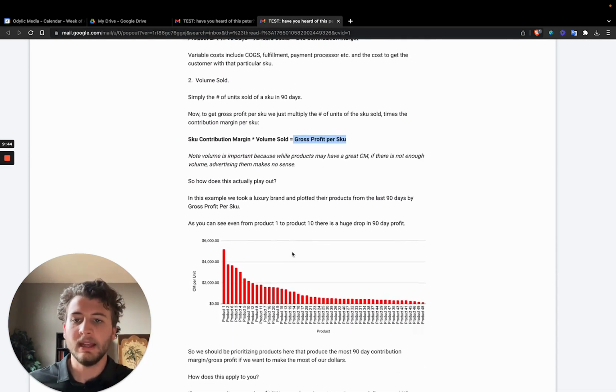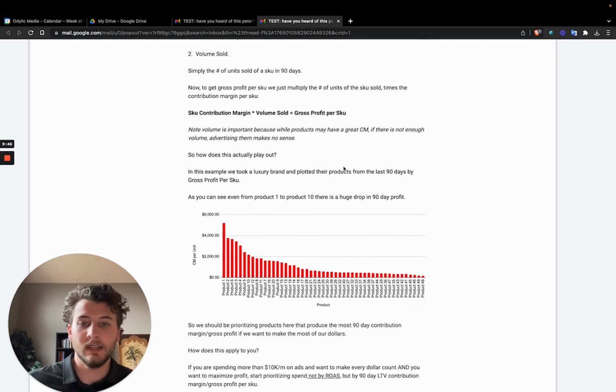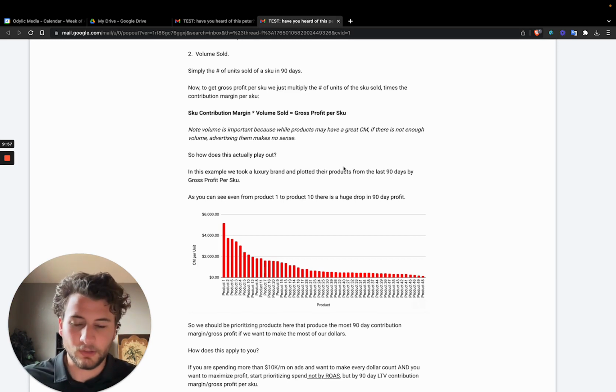Super simple, right? And note that the reason we have the volume here is because while products may have a great contribution margin, if there's not enough sales volume, it doesn't matter. You can't scale it if there's simply not enough demand there. So how does this actually play out? I'll show you an example.